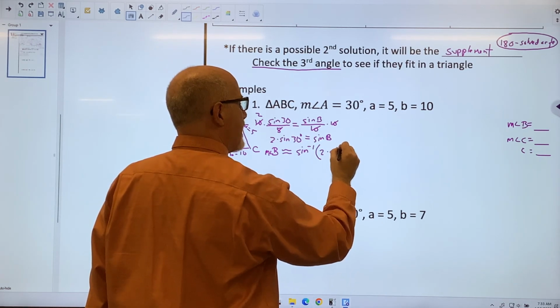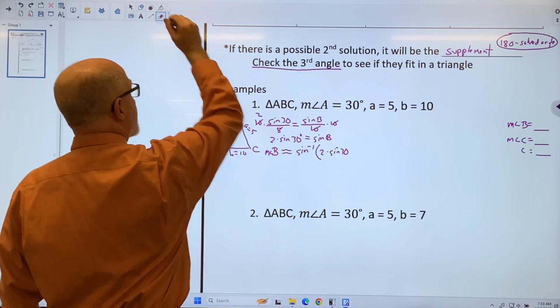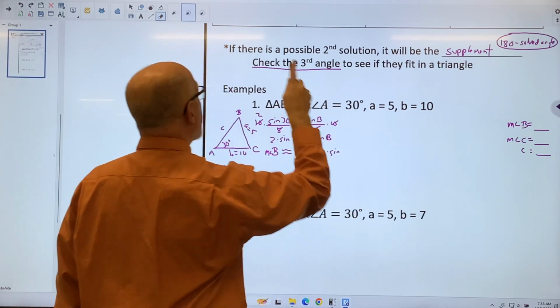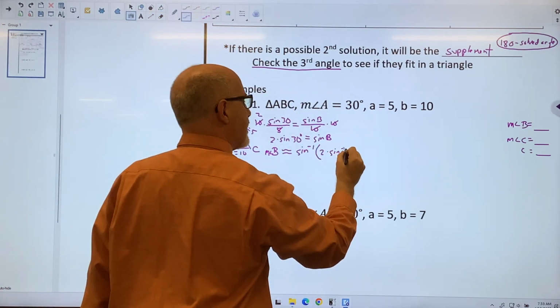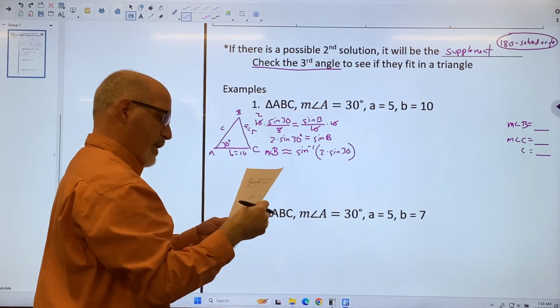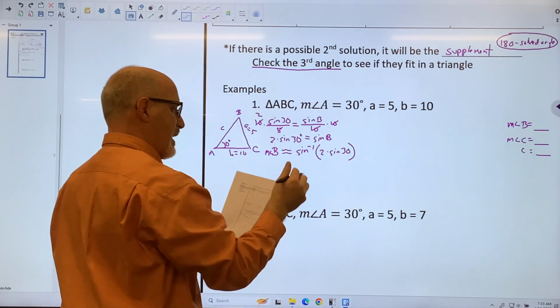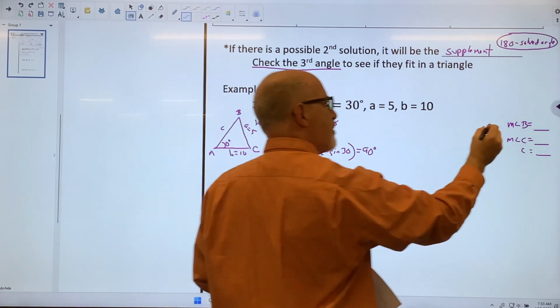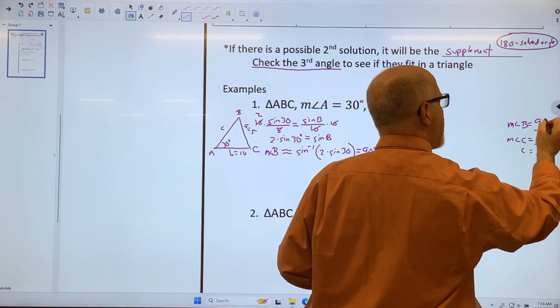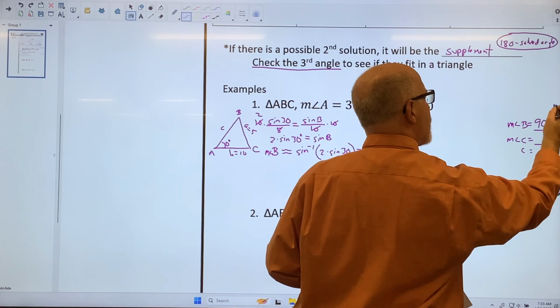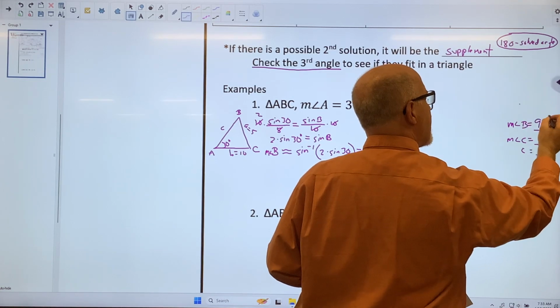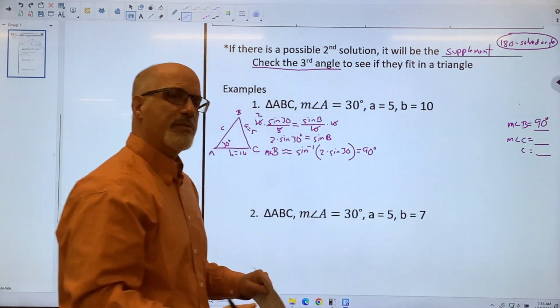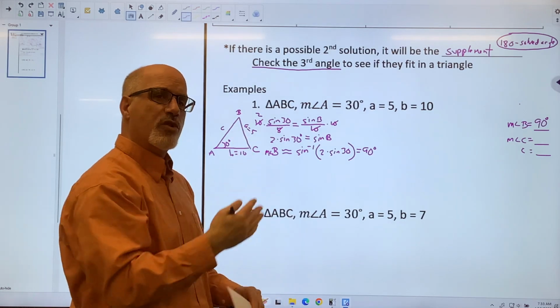And when I take the inverse sine of this value here, what I get is 90 degrees. Now that's a sign that something different is happening, and that doesn't happen very often. So if I get 90 degrees, be aware that I now have a right triangle.